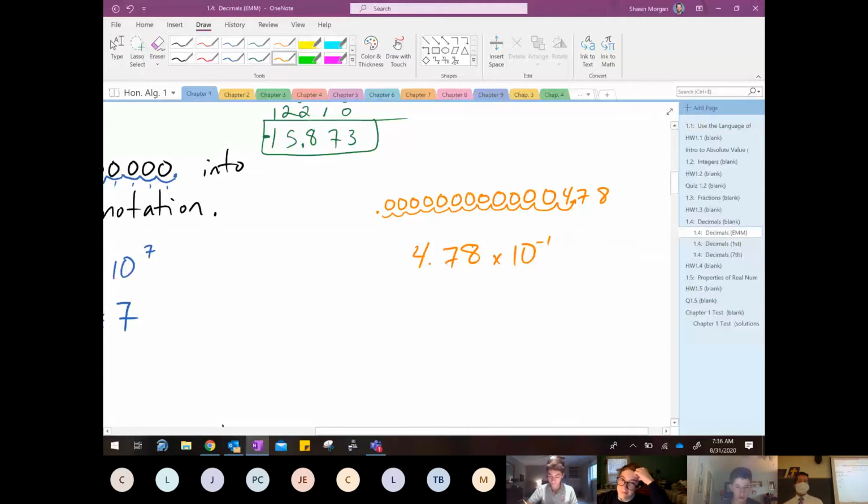Now, I haven't taught you guys much about negative exponents just yet. Suffice it to say that a negative exponent, in the context of scientific notation, means we're dealing with a really, really, really little teeny tiny number. And here's my alternate notation: 4.78 times 10 to the negative 13. Okay, so we can see it either way.